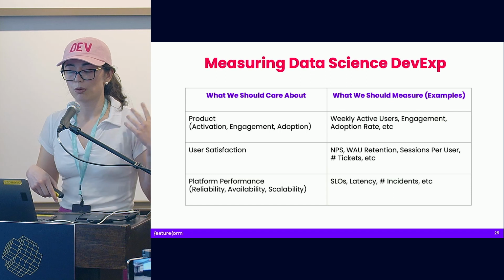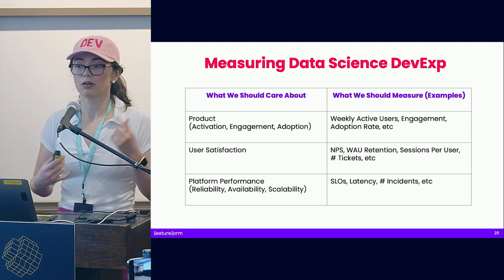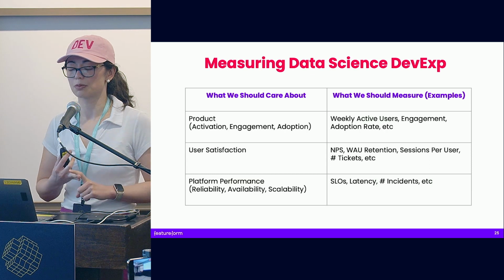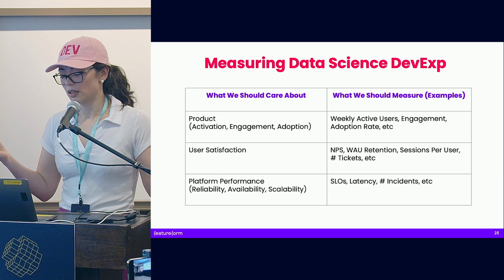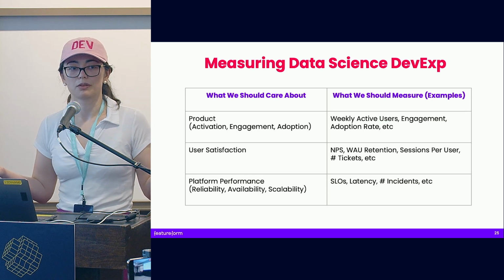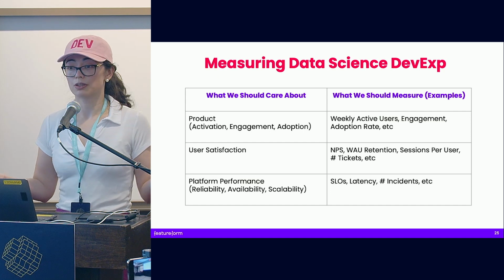For example, when you think of a product as a growth marketer or a product manager, you're thinking about weekly active users, engagement, adoption rate. For a lot of platform teams, do you even know who's using your platform? Do you have that kind of telemetry? Do you know what they're doing with your platform?